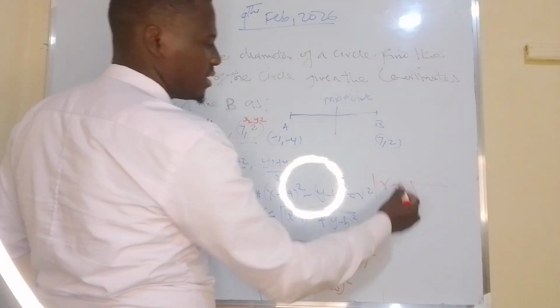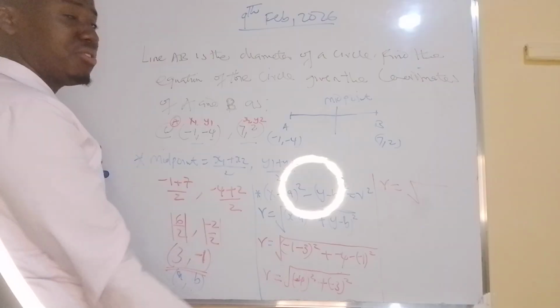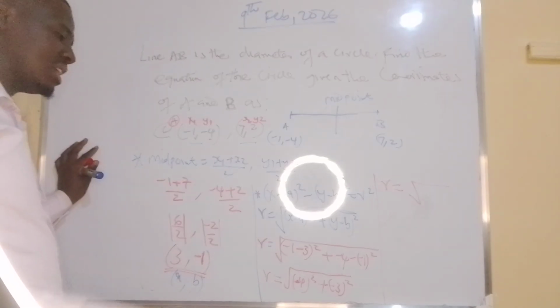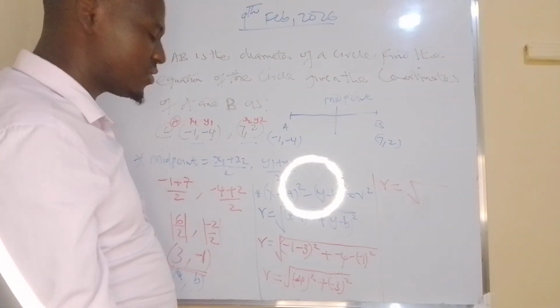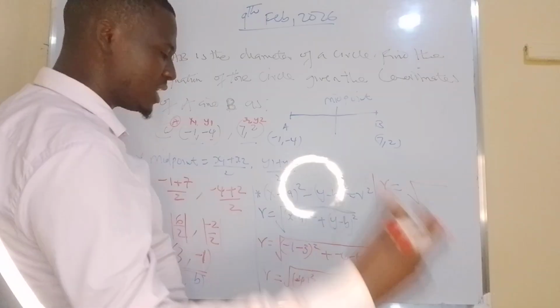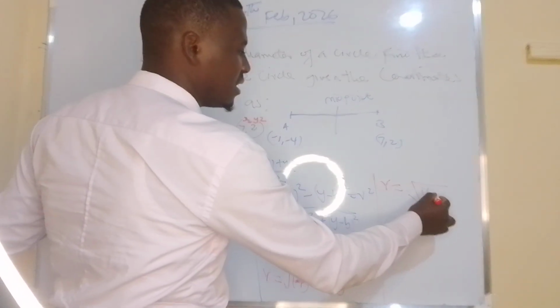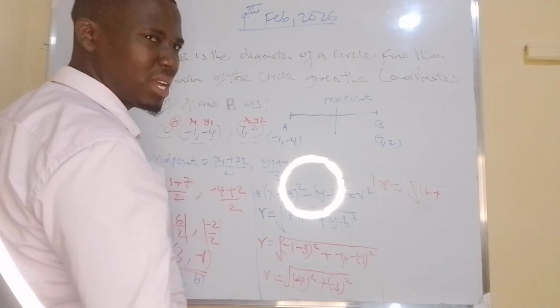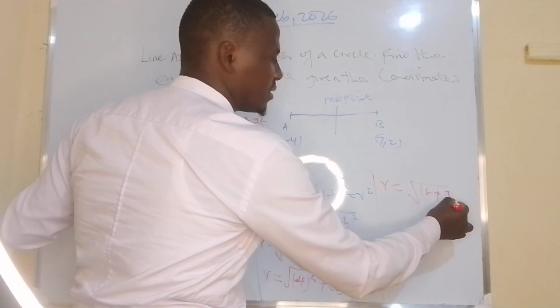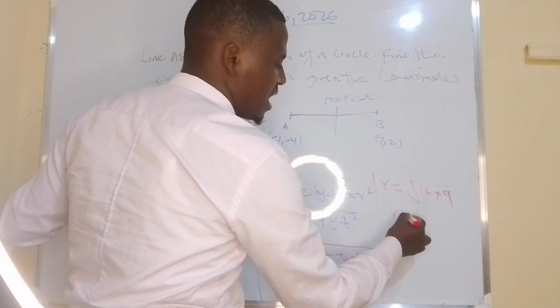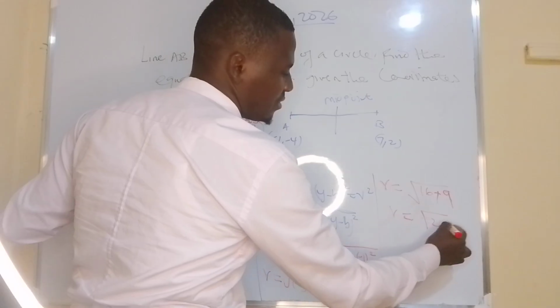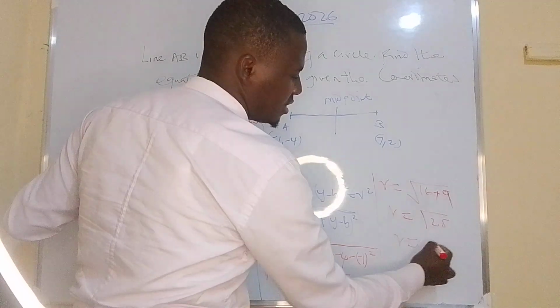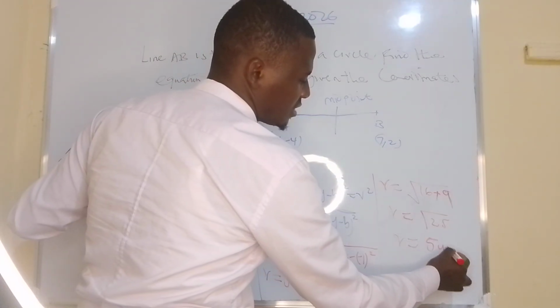-4 squared, minus 4 times minus 4 gives you 16. Plus -3 squared, minus 3 times minus 3, which gives you 9. And it gives you r equals the square root of 25. And it means r is 5 units.